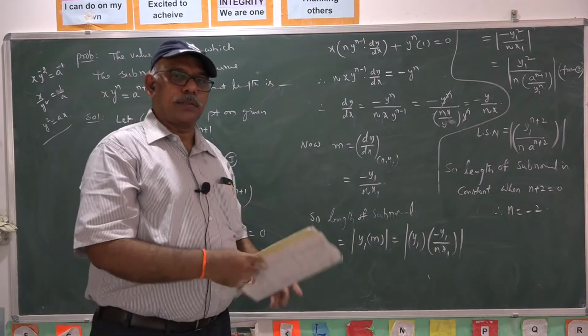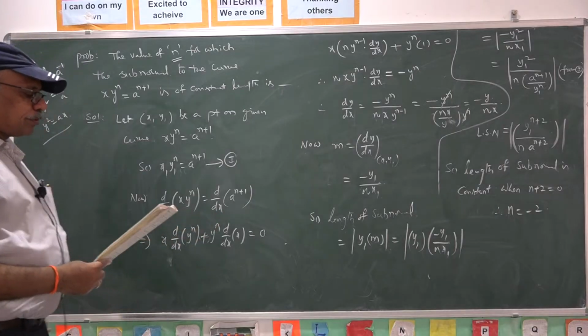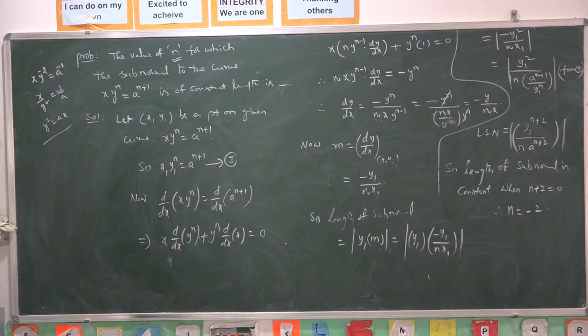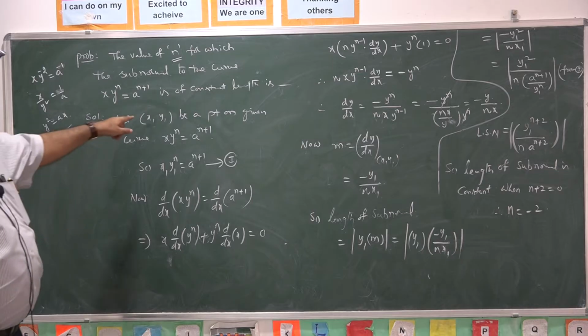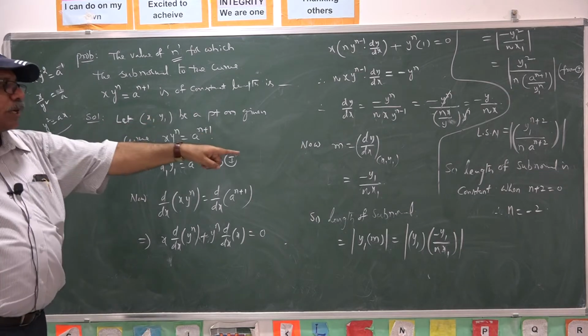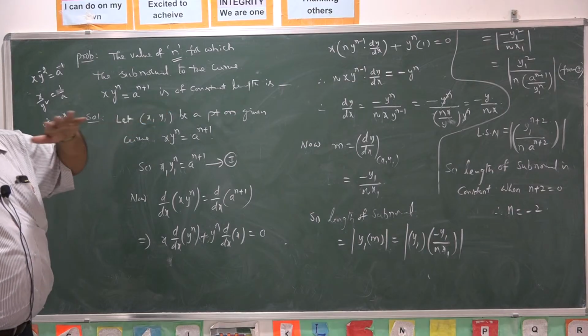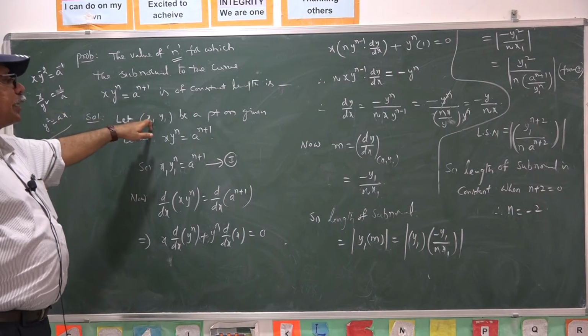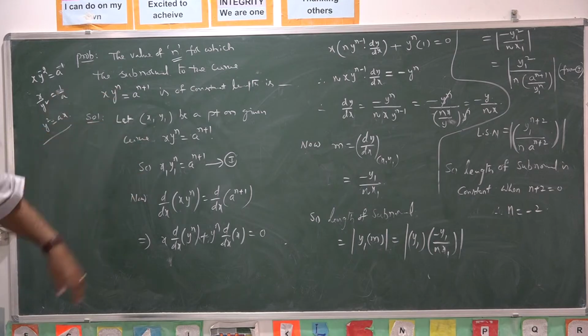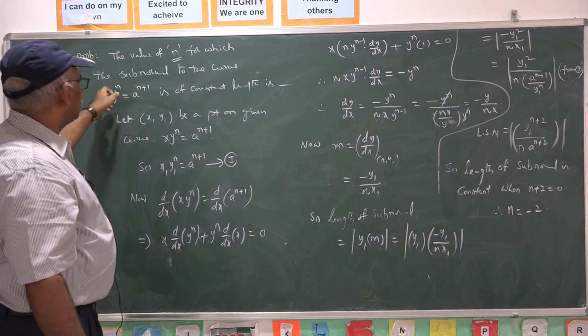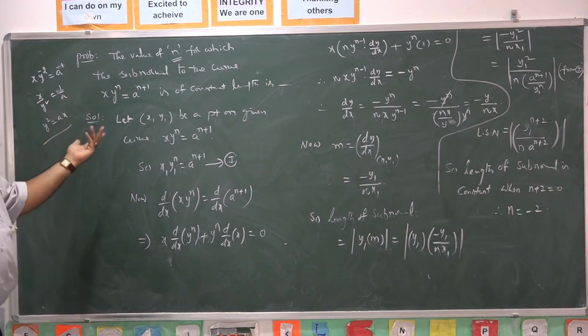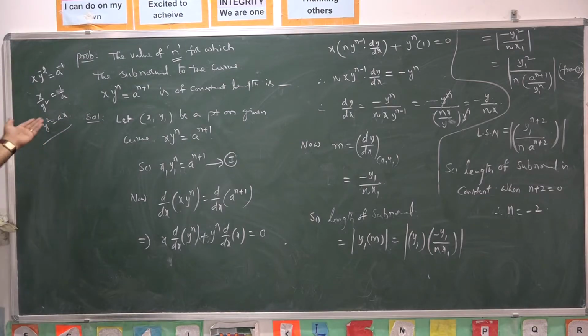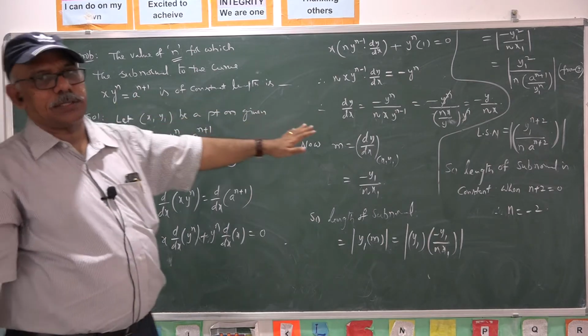That is our conclusion. So, for n being minus 2, the length of the subnormal is always constant. It does not depend on the point that we choose on the curve. Once n equals minus 2, the length of the subnormal does not vary according to the point that we choose on the curve. For n equal to minus 2, this curve becomes y square equals ax, a parabola. So, in the case of the parabola y square equals ax, the length of the subnormal is always constant.